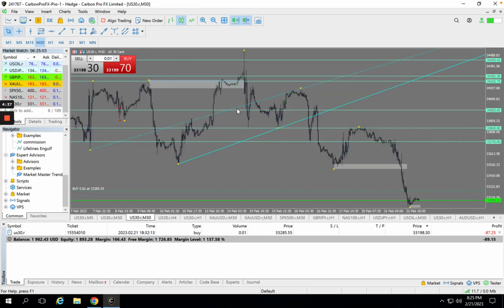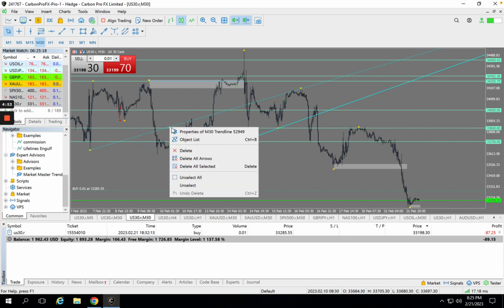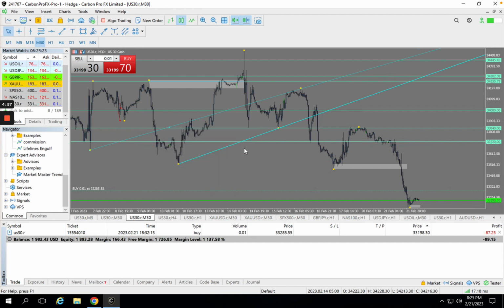So here on the 30-minute, we use the trend line. So see from here to here. I drew this trend line from this dot to this dot, right? Let me go ahead and remove this one. Well, actually, I'll leave that there. This dot to dot, right?